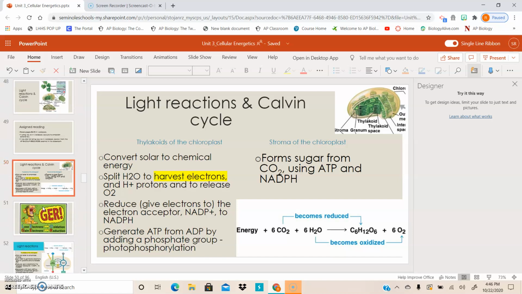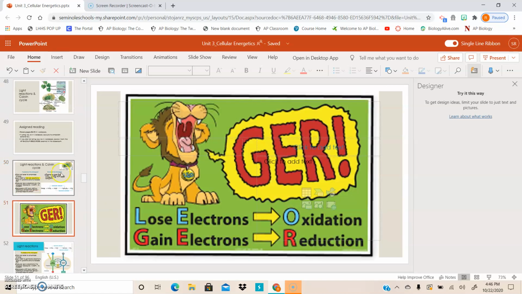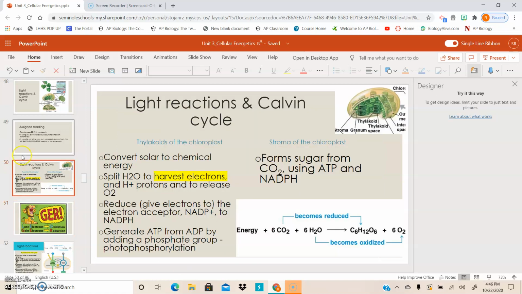And then for those of you who needed the whole LEO GER, here I found this visual. Whenever something is losing electrons, it's becoming oxidized. Whenever something is gaining electrons, it's becoming reduced. And you might think gain and reduce. I know it does not really sound logical, but that is the chemical terms used for the gaining or loss of electrons. So again, I would add this to the inside of your foldable.